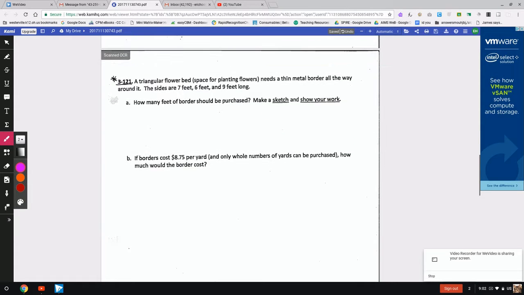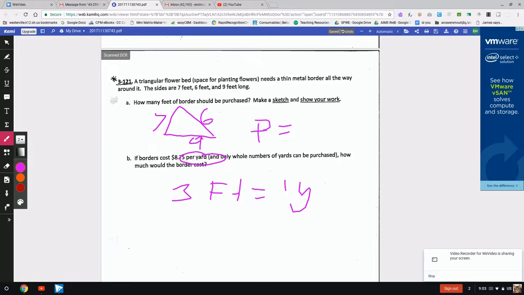Next question, if you had a triangular bed, let's say it was 7 by 6 by 9, give me the perimeter of that. So you're going to have to add all your sides. Here's the tricky part. I even screwed it up myself. It's 875 per yard, but you found feet above. So you're going to have to convert your feet to yards. Remember that 3 feet equal 1 yard.